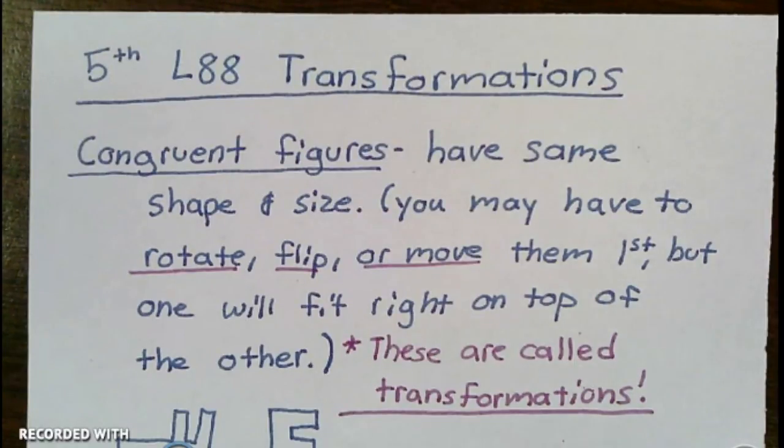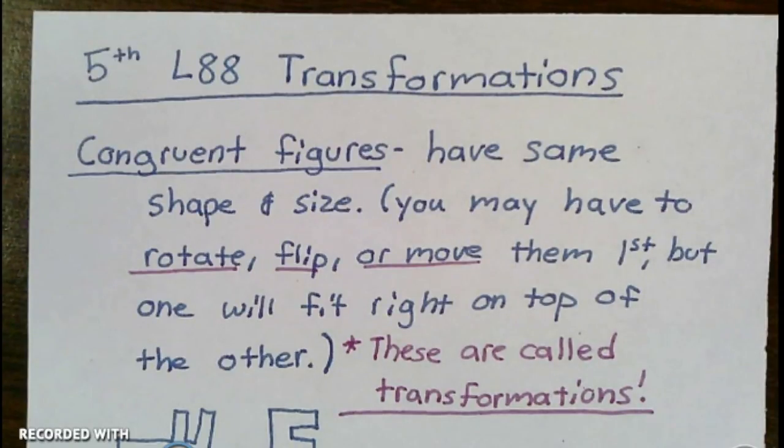So first we got to talk about congruent figures. We've already learned this, but remember that congruent figures have the same shape and size. Similar figures just have the same shape but are different sizes. If something's congruent, they have to be the same shape and the same size. You may have to rotate, flip, or move them first, but one will fit right on top of the other.